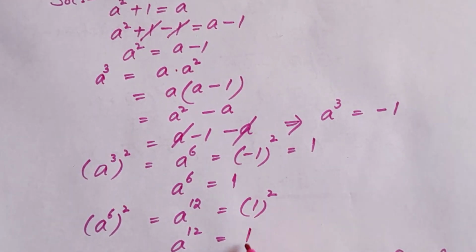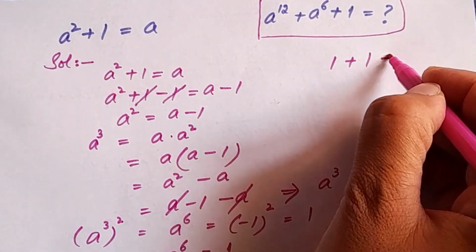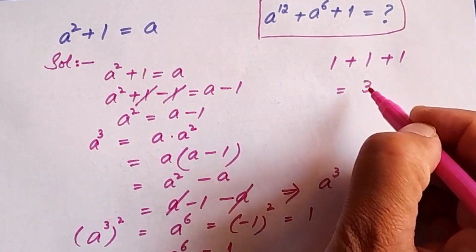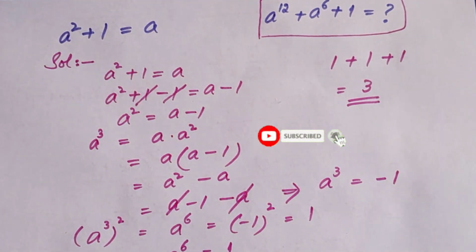Now we find out all the values. Let's plug in. A to the power 12 is 1, a to the power 6 is 1, plus 1, which is equal to 3. This is the final and required value we have to find out.